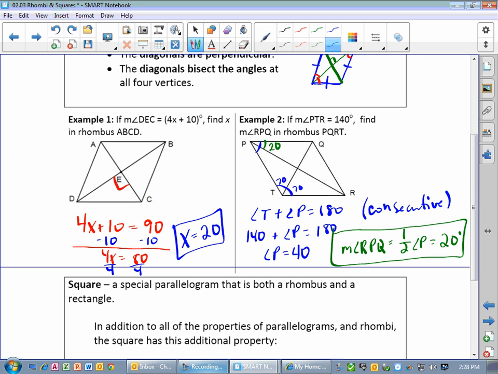Here our last quadrilateral for right now is a square.